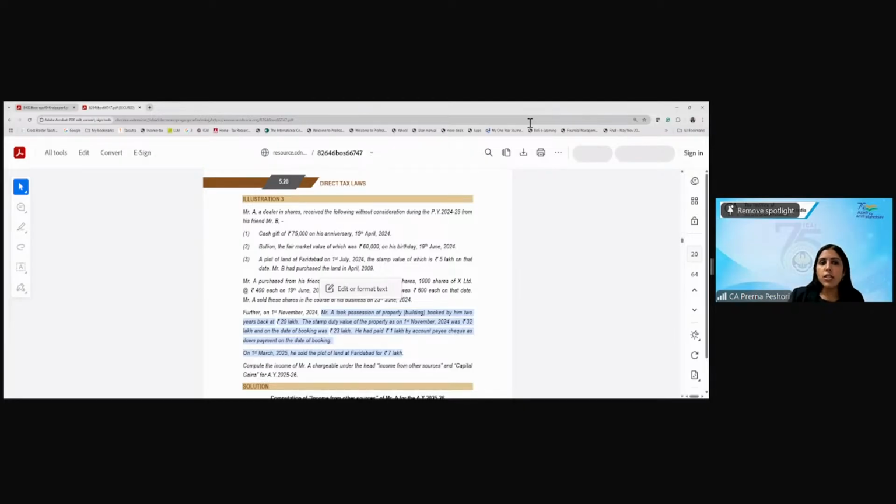And on 1st March, he has sold the plot of land at Faridabad for 7 lakh. So this 7 lakh which is there will be considered as my sale consideration. Then what will be my cost of acquisition over here? For this plot of land at Faridabad, what is my cost of acquisition?